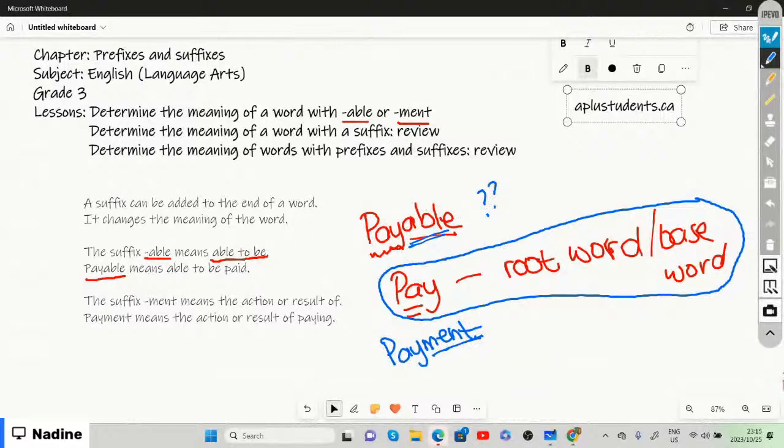So that is payment. And as you can see, this word pay is the root word, or the base word. The only thing we did was add able, and we also added ment to that specific word, and the meaning changed. So payment means the action of, or result of, paying.